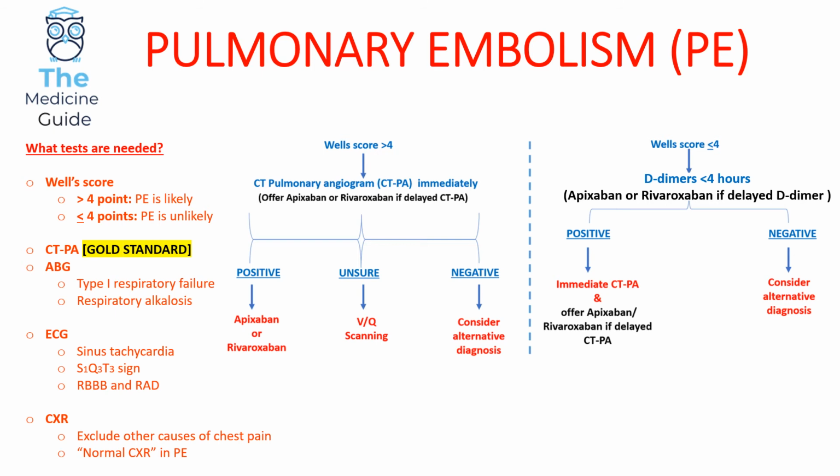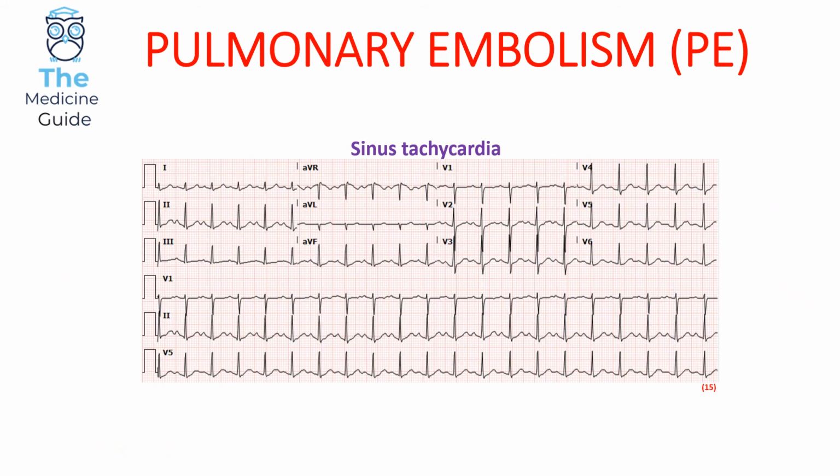Now, another thing to consider is that if your patient has an allergy to contrast media or has some sort of renal impairment, such as an AKI or chronic kidney disease, then a VQ scan is preferred rather than a CTPA, because in these patients you don't want to induce any contrast nephropathy, so that's why a VQ scan is preferred rather than a CTPA.